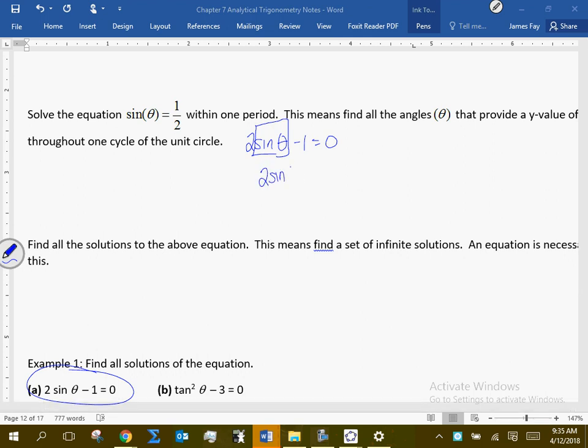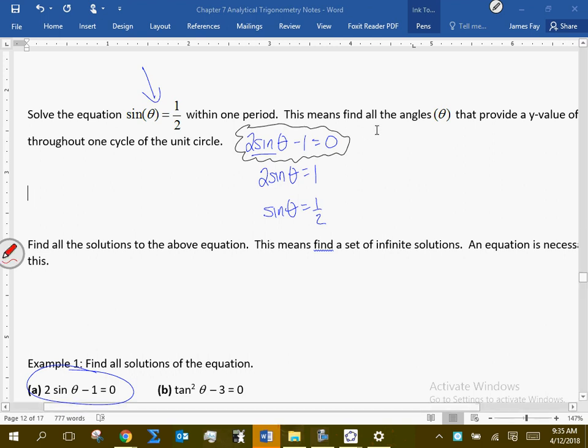So I get 2 sine of theta is equal to 1, right? And now 2 is a coefficient for that trig function. So how do I get rid of that 2? Divide. So we get sine of theta is equal to 1/2. So this is an equation, but when you start dealing with these questions, it's going to first be presented kind of like that, and you've got to do a little bit of preliminary work.